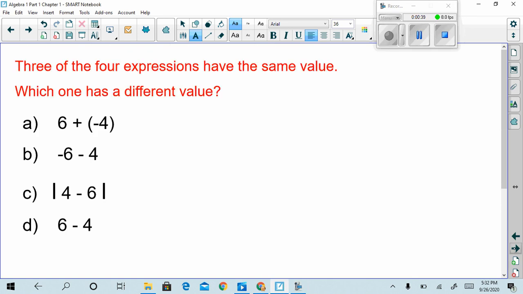Before we get into the review, here's a quick question. 3 of the 4 expressions have the same value. Which one has a different value? Try this one out, and I'll reveal the answer in class today.